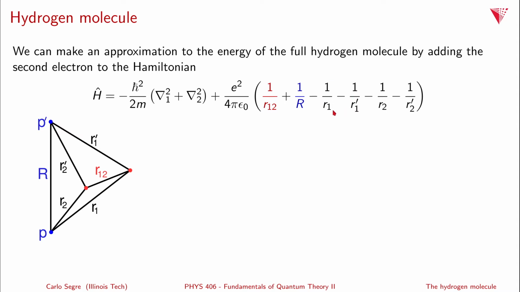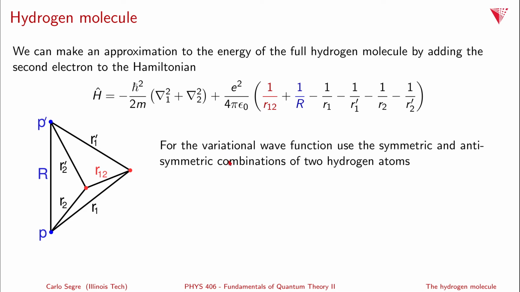We have the direct Coulomb interactions between electron 1 and each of the protons, the primed and the unprimed protons. And then we have the same direct Coulomb attraction of electron 2 with the unprimed and primed protons. We have the proton-proton repulsion, which is 1 over capital R. And then we have the electron-electron repulsion, which is 1 over R12. So we now have a few more terms to calculate.